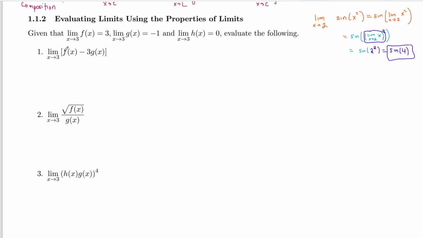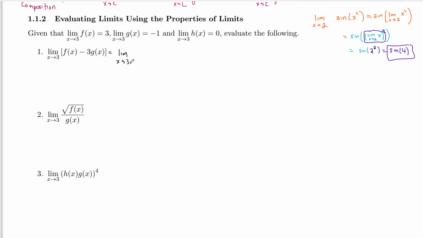All right, so number 1, it says, given that the limit as x goes to 3 of f of x is 3, the limit as x goes to 3 of g of x is -1, and the limit as x goes to 3 of h of x equals 0, evaluate the following. Well, what's very important is that you can't actually ever plug in a number here because we don't know what f of x is. We don't know if we can even figure out f of 3. But what our limit properties say above is that if we have addition or subtraction, which we do, we have subtraction, then do the limit of each part.